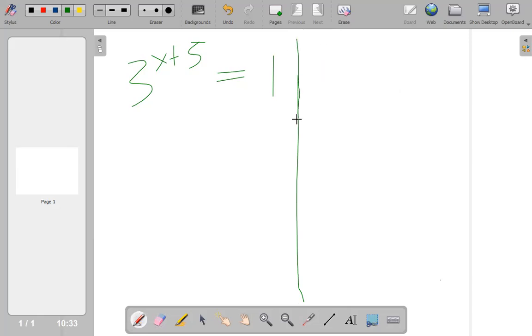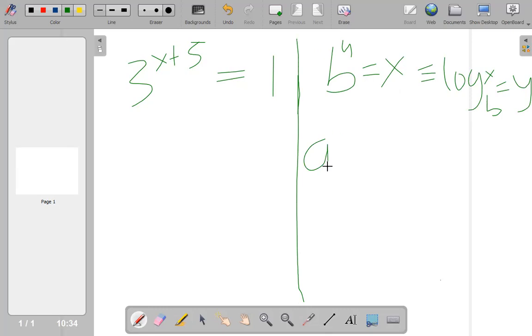So case 1 was where b to the y equals x is given to you, and then you change it to the equivalent log form, log base b of x is equal to y. Case 2 is where we have two exponentials with the same base. Then you just say that therefore their powers, or exponents, are the same.